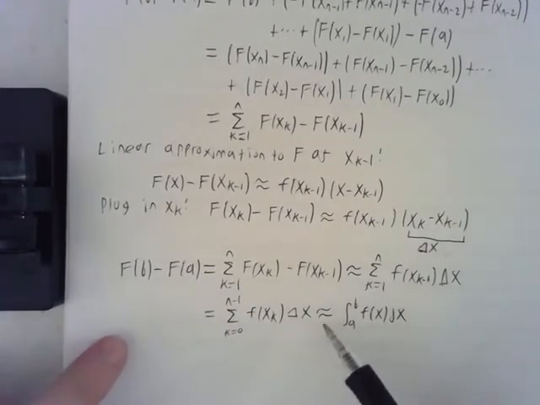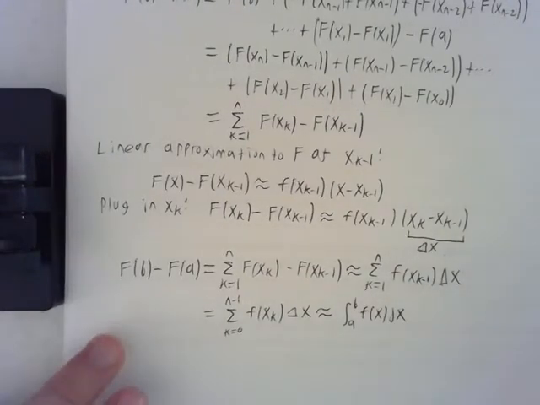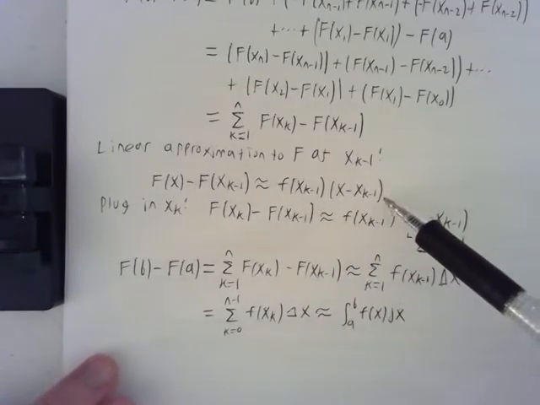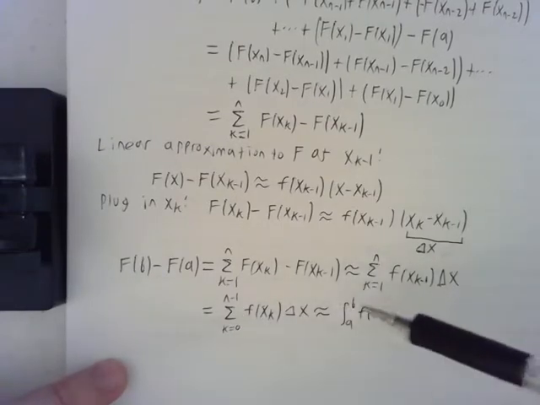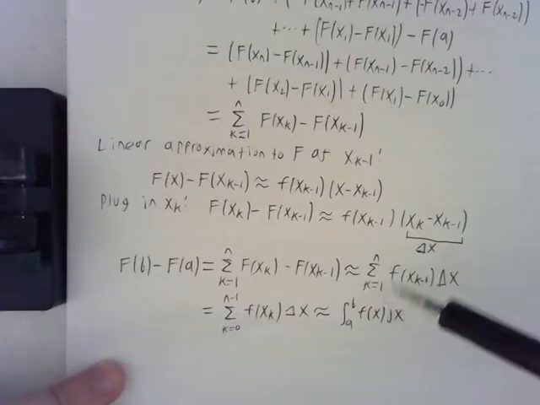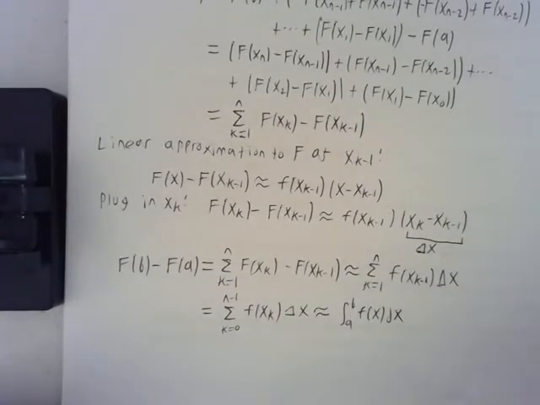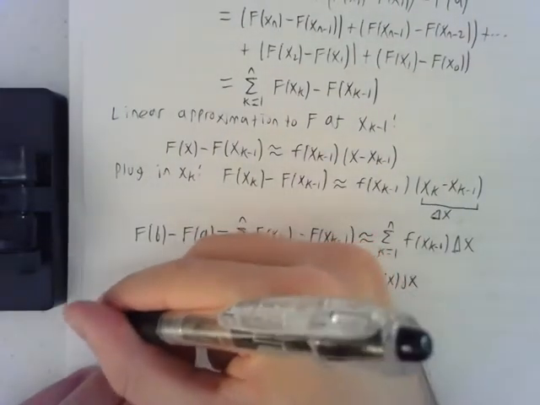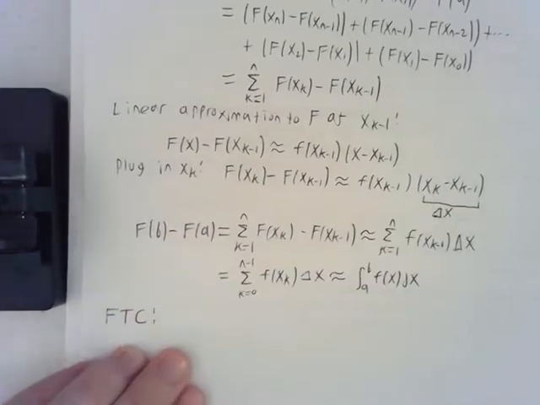And so I've put an approximately equal sign here because I did some questionable steps. Specifically, I replaced this difference by a linear approximation, and I just replaced this Riemann sum with an integral. But if you do a little bit more careful analysis, then you can actually show the fundamental theorem of calculus, which is abbreviated FTC.